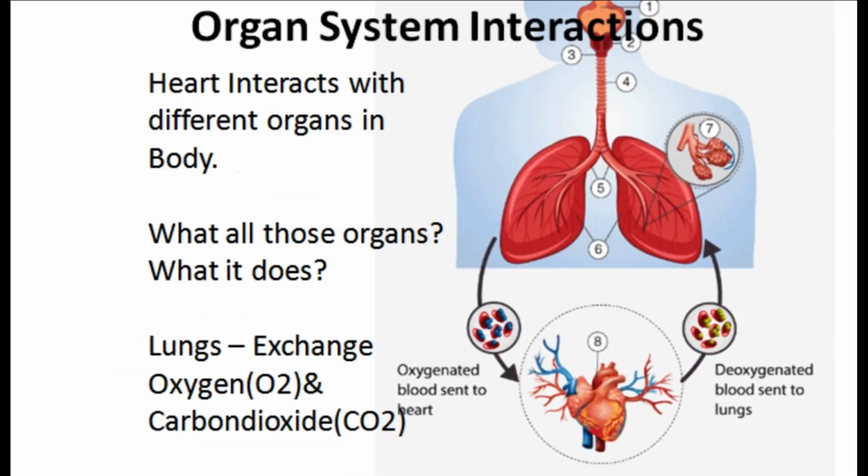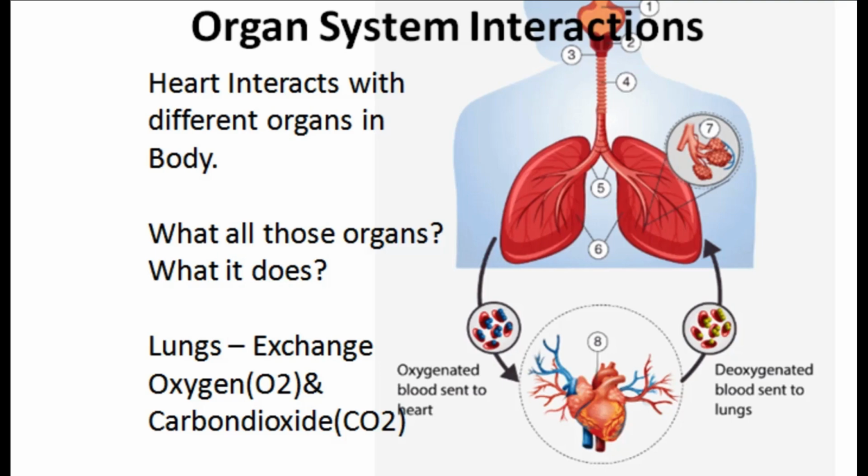Now let's look into the organ system interactions. What we understood is the circulation. Now, interaction. Which organ systems is this system going to interact with? The heart interacts with different organs in the body. What are those organs? What does it do? One organ we understood, lungs. It will exchange oxygen and carbon dioxide.